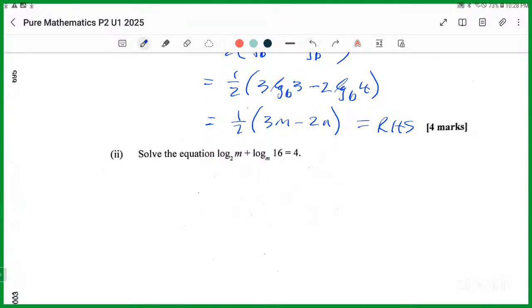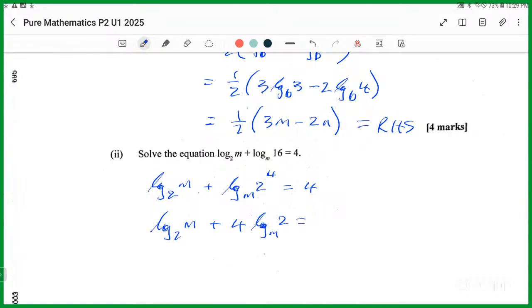Keep that. Now let's write out log to base 2 of m. The funny thing about logs and tricks is that you usually have multiple ways to do it. Plus, I'm going to first write this 16 as 2 to the 4th power: log to base n of 2 to the 4th power equals 4, and 16 is 2 to the 4th power. And this 4 is going to come to the front. I'm going to have log to base 2 of m plus 4 log to base n of 2 equals 4.